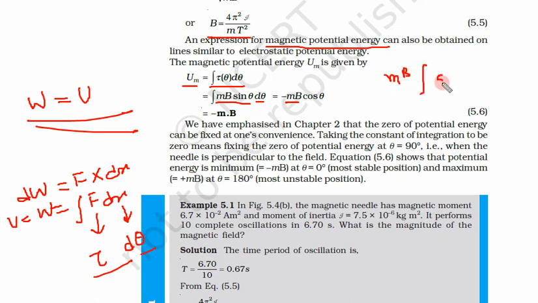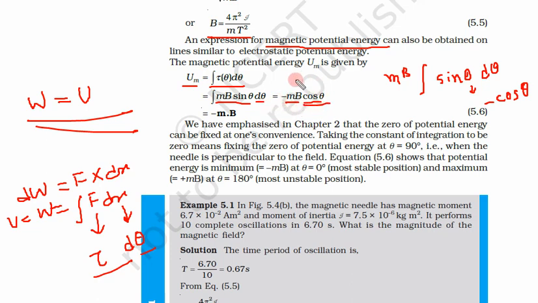So in the integration, sin theta d theta. So this is integration. So we know what is the integration of sin theta d theta. The integration of sin theta d theta is minus cos theta. So we have a minus sign and cos theta.